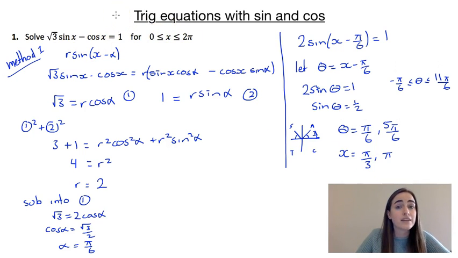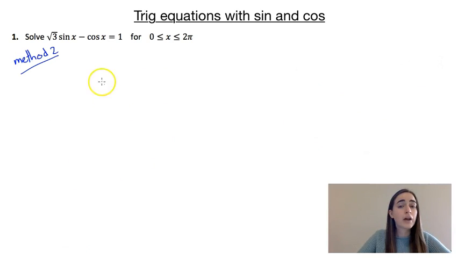Now that's the first method. Let's have a look at the second method, which involves using our t results. So if we're going to use our t results, then the first thing we're going to do is let t equal tan of x on 2.